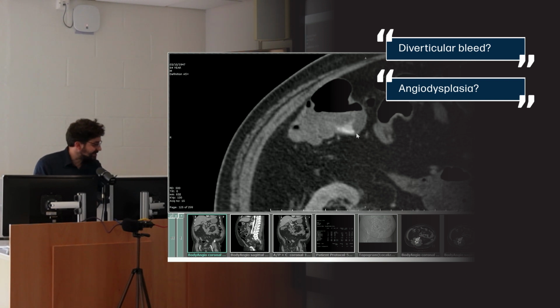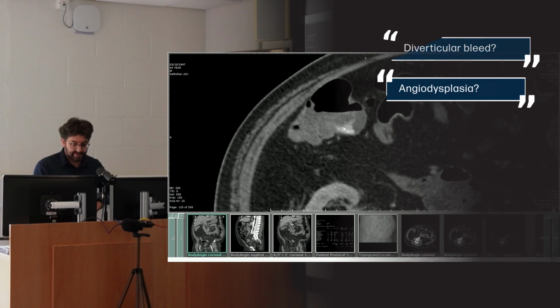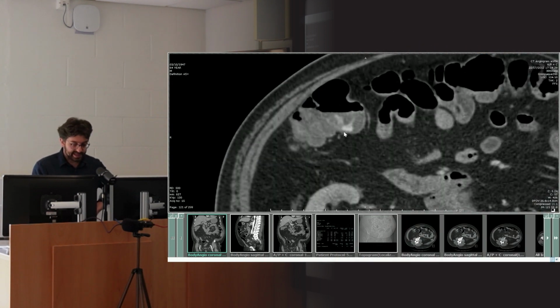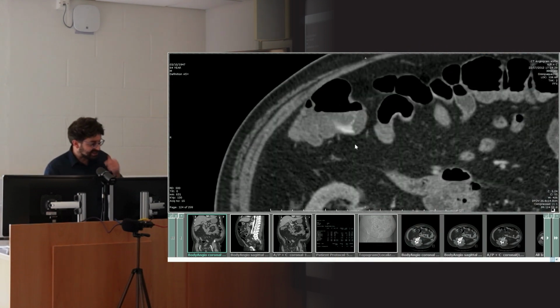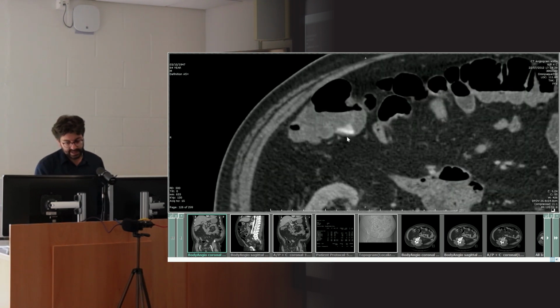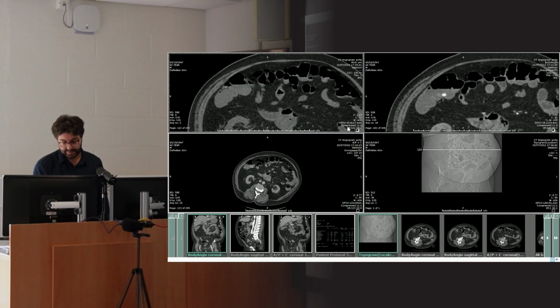There we are. Well done, Katie. Yep, absolutely. So this was an angiodysplasia, and that was the cause of the bleed. And that's a small vascular malformation. The vascular malformation itself is too small to see on imaging, but when it bleeds, you can see the bleed coming from it, and that's basically what's causing this.